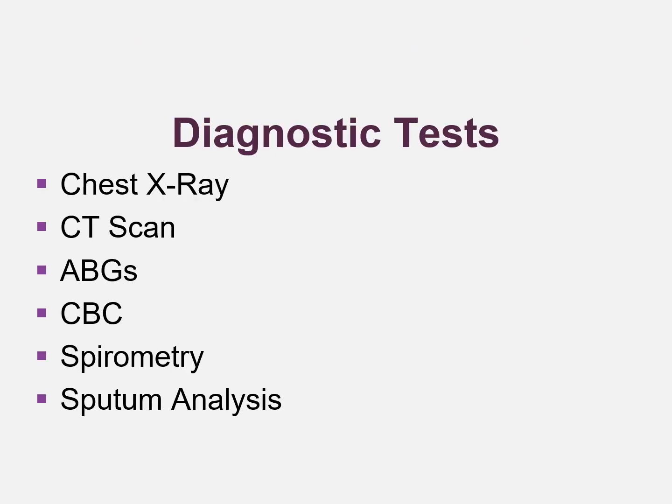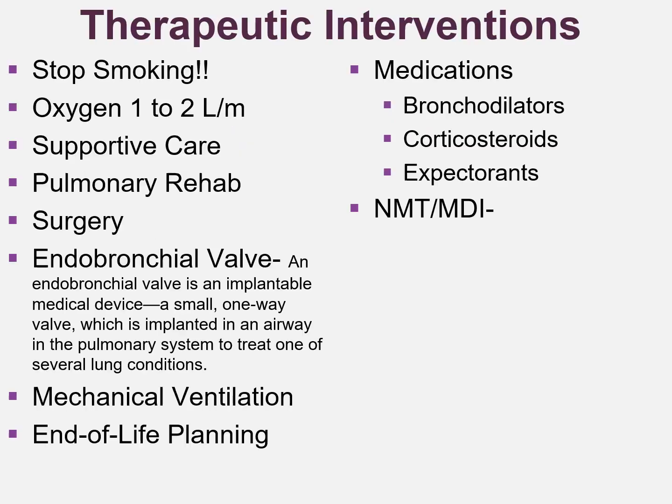Diagnostically, we can evaluate these patients with chest x-rays, CT scans, ABGs, CBCs, spirometry, and sputum analysis. Again, therapeutic interventions are going to be stop smoking, O2 at 1 to 2 liters per minute, supportive care, pulmonary rehab, surgery, medications, bronchodilators, corticosteroids, expectorants, nebulizer treatments, and MDI inhalers.